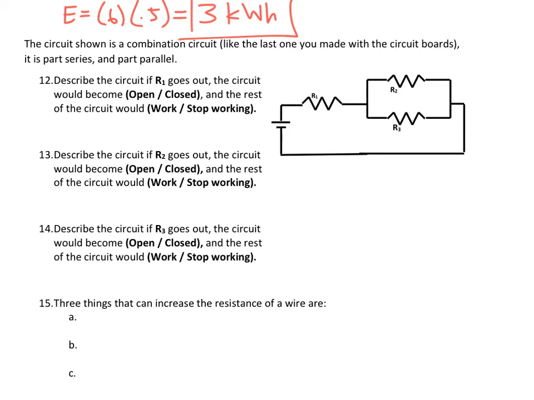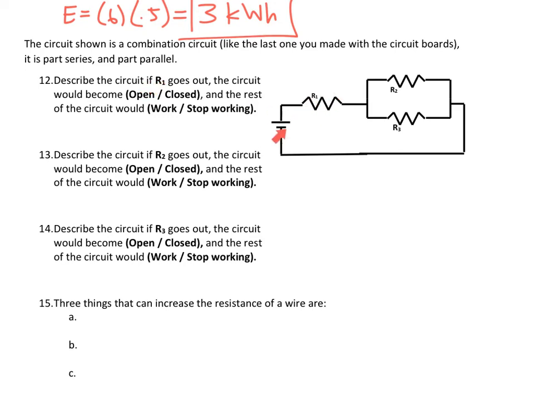The next two, actually, let's do this. Let me slide this up here. Okay. So now I have a circuit here to the right. Okay, and it's a combination circuit, which means it's parallel and series. Describe the circuit if R1 goes out.